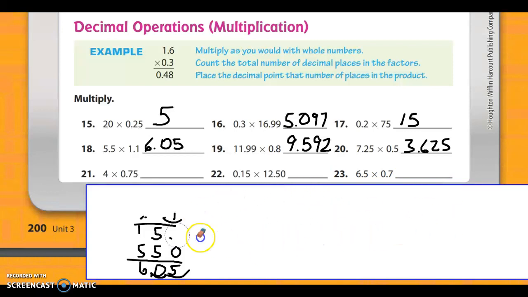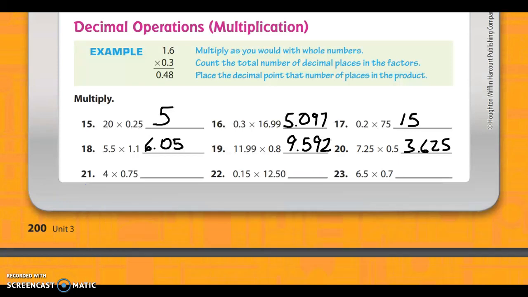The last 3, if you want to hit pause now, you can do the last 3, and then you can hit resume and check your answers when you're done. Alright, so the last 3. Number 21, the answer is 3. Number 22, the answer is 1 and 875 thousandths. And number 23 is 4 and 55 hundredths.